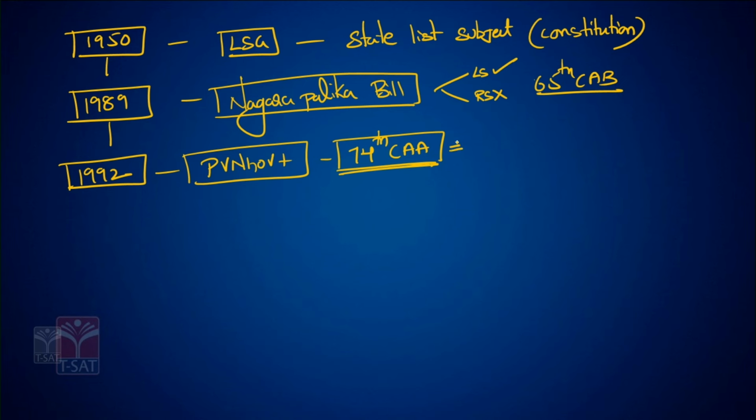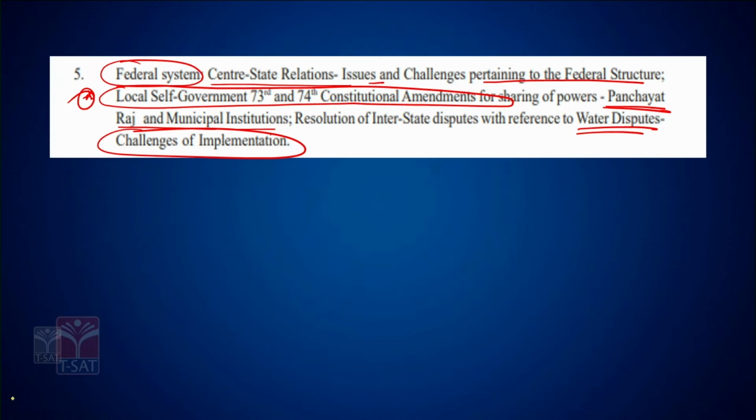74th Constitutional Amendment Act, which came into force on 1st June 1993. This is how the municipality system evolved in India. We have different types of municipalities. What are they? Municipal corporation, municipal council, port trust, cantonment boards, notified areas. All these are called municipalities only. So this is the answer you need to write for this particular question.